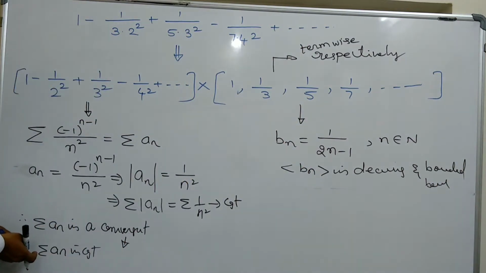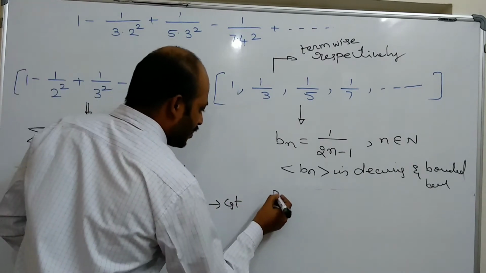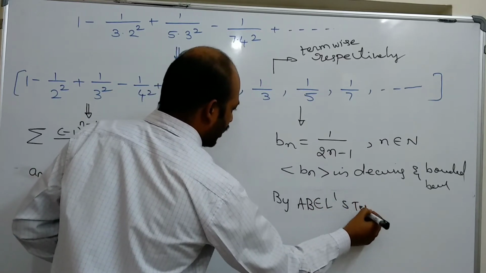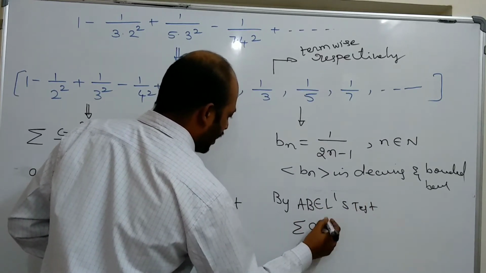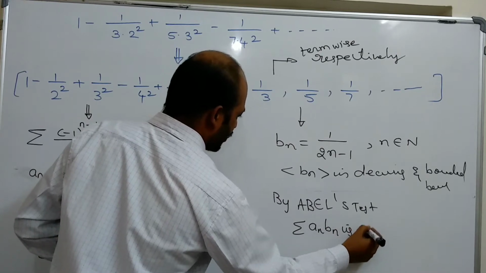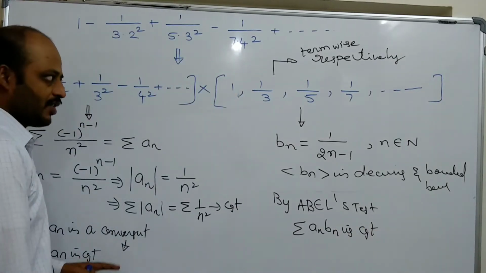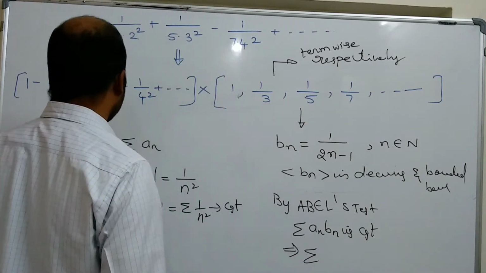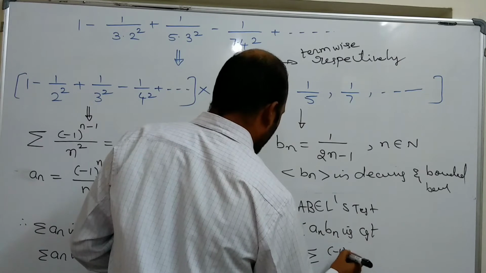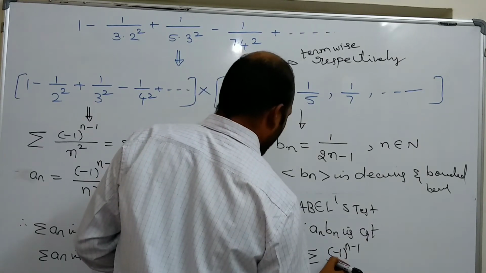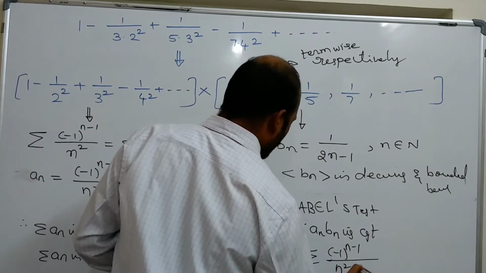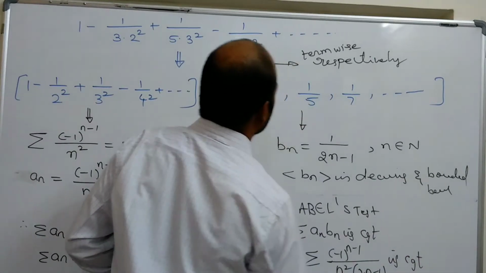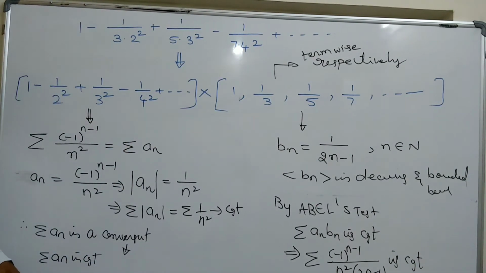Here the series is convergent by Abel's test. By Abel's test, we conclude that summation an bn is convergent. What does it mean? The given infinite series summation minus 1 power n minus 1 by n square into 2n minus 1 is convergent. So the given series is convergent.